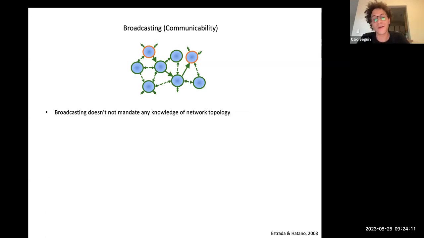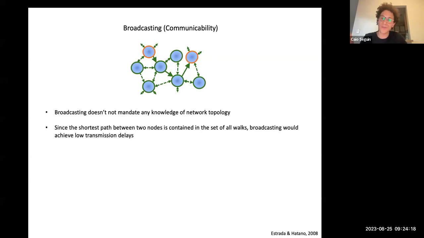But the point that I want to make here is that this strategy doesn't really mandate you to know anything about the network. You're just sending information indiscriminately. Since the shortest path between two nodes is part of this set of all walks, in terms of the transmission delay for something to travel between two nodes, this would actually be the same as the shortest path. But this strategy is very, very metabolically demanding because you're constantly sending signals back and forth.